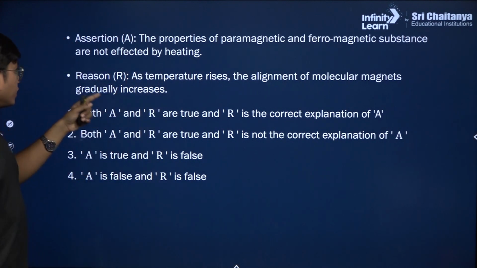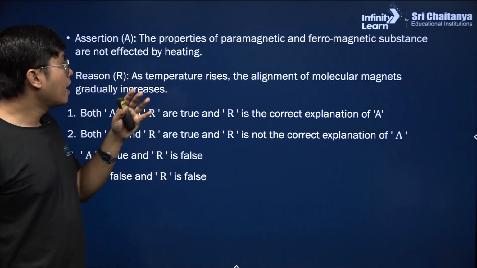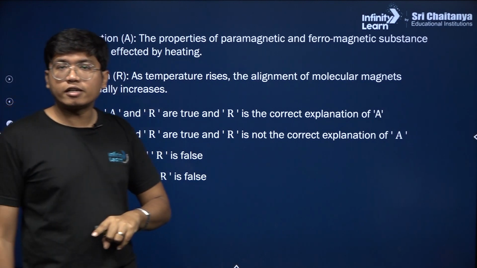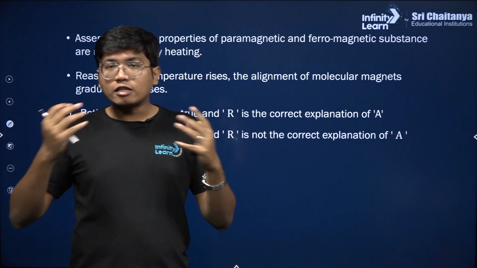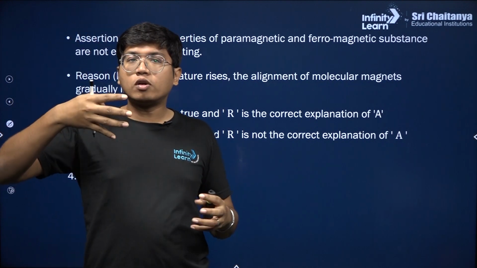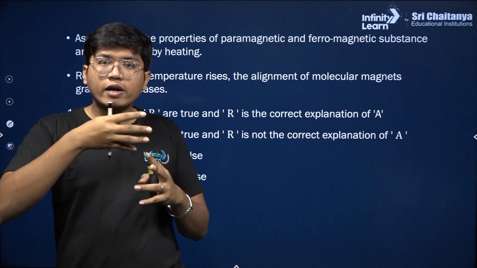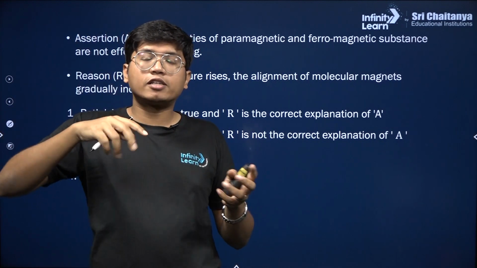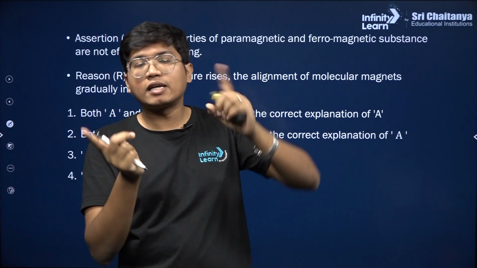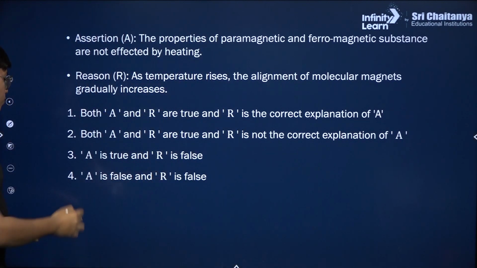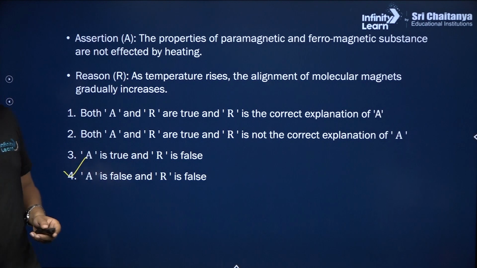Next statement, the reason, says as temperature increases, alignment of molecular magnets gradually increases. This again is an incorrect statement because we know that as you increase the temperature, the molecular magnets become more randomly aligned. They no longer have the alignment. If they are aligned and you increase the temperature, that random motion makes the alignments all random. They do not remain aligned anymore. So A is false and R is also false.